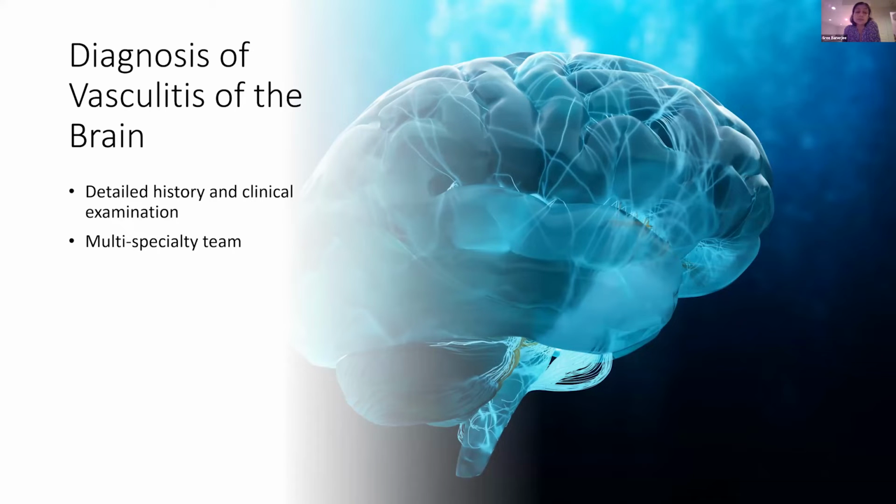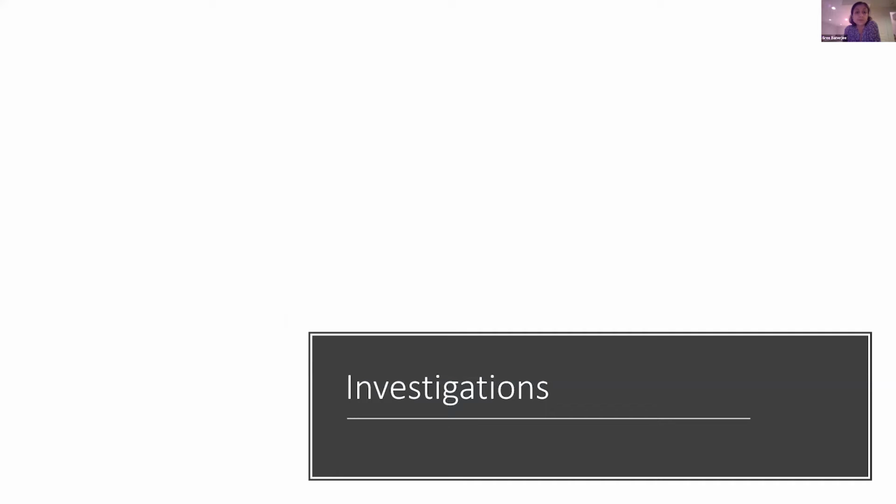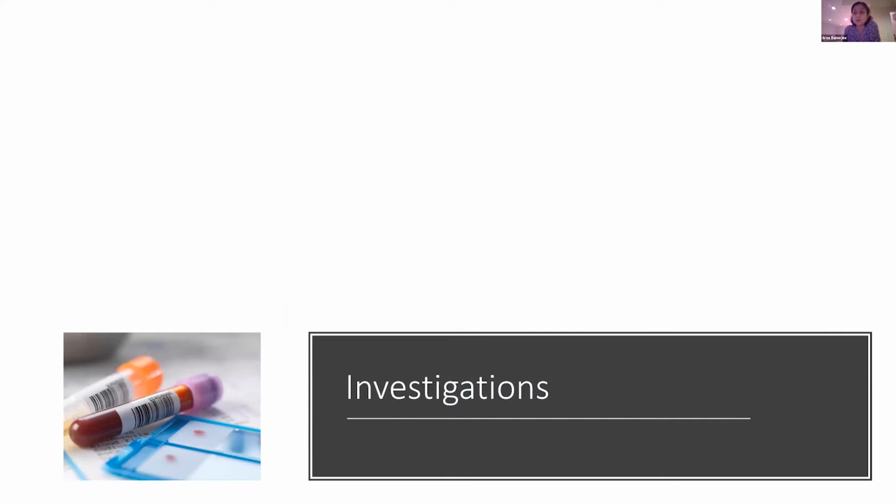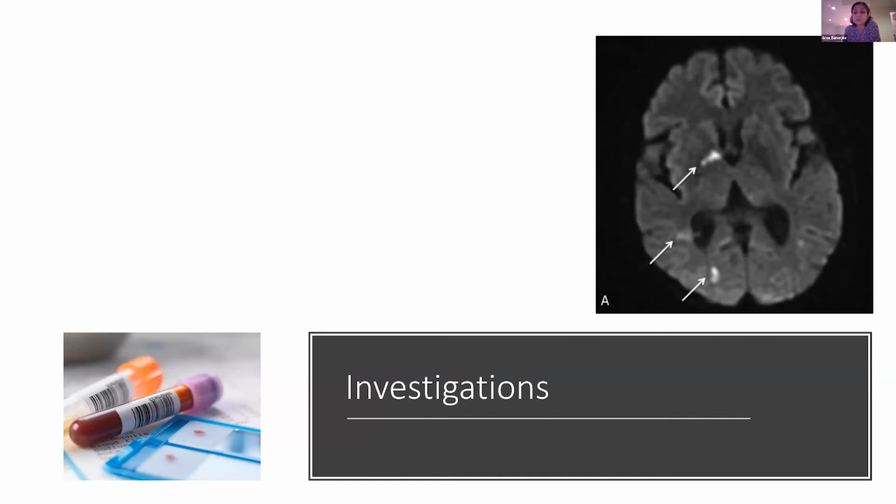Often, in this situation, we need an expert multi-specialty team. We need help from our neurology colleagues, radiology colleagues, and sometimes even neurosurgery colleagues. The investigations which are helpful include blood work, which is not specific but is helpful, like measures of inflammatory markers in the blood, and a few others could give us some clue.